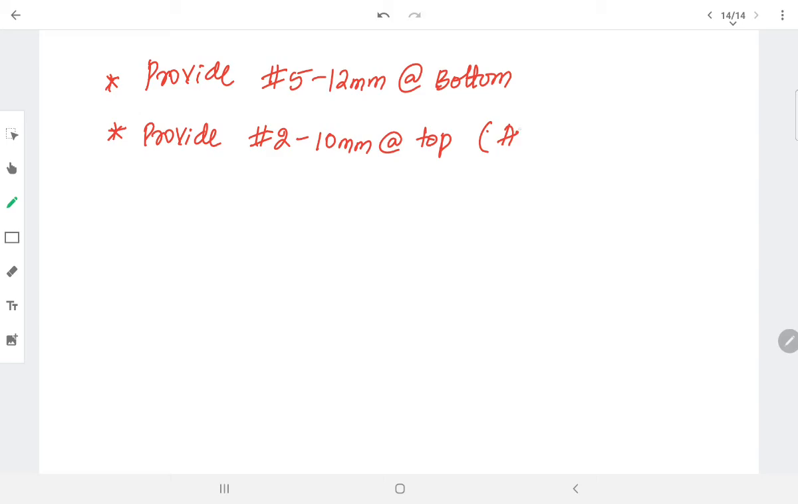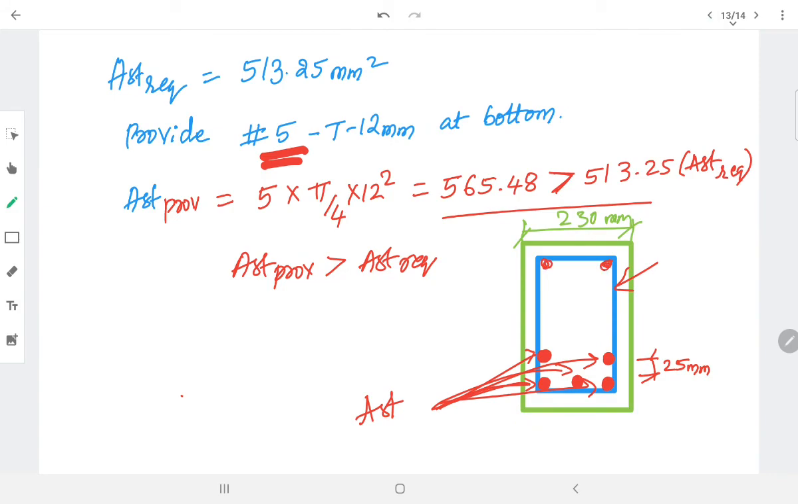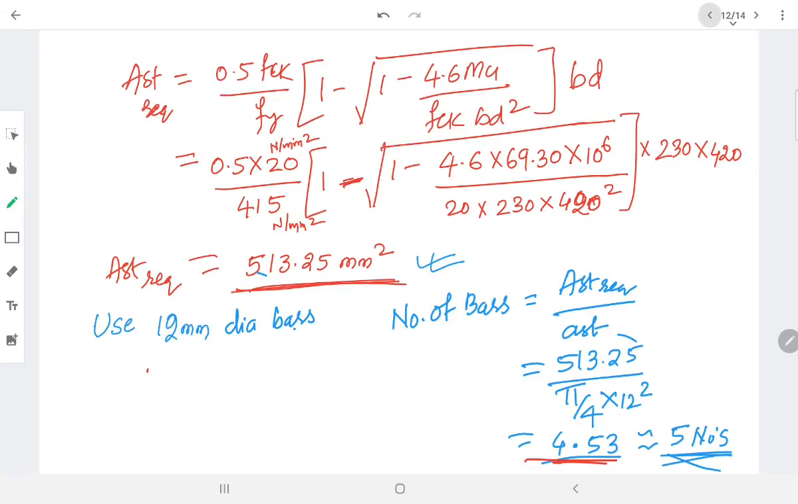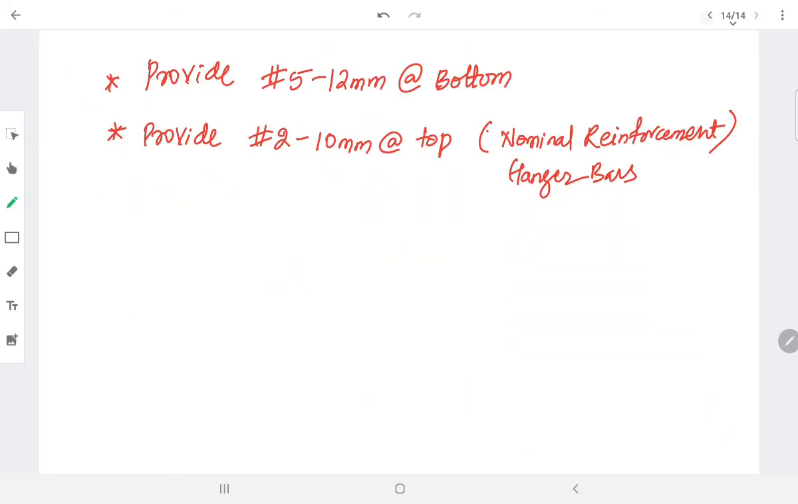In bracket you write, the nominal reinforcement. Nominal reinforcement. Here you can see, nominal means just for sake to hang the reinforcement. We call it as hanger bars also. Nominal reinforcement or hanger bars or anchor bars. So this is all about the calculation of reinforcement in singly reinforced beam.